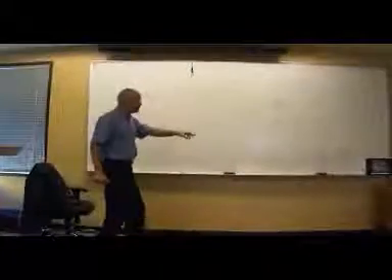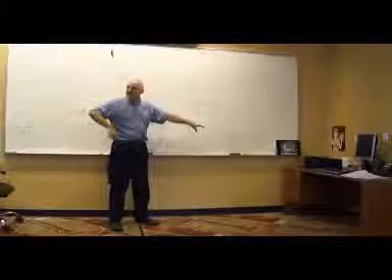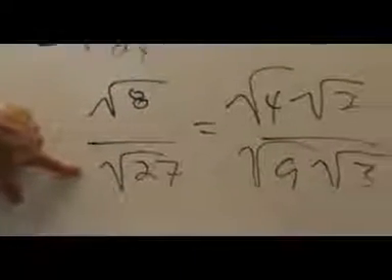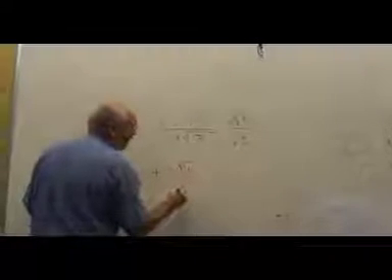I have to do some simplification, the stuff that we learned in chapter 8. One of the things I learned in chapter 8 is I can split this as the square root of 8 over the square root of 27. So plus or minus 2 times the square root of 6 over 9.